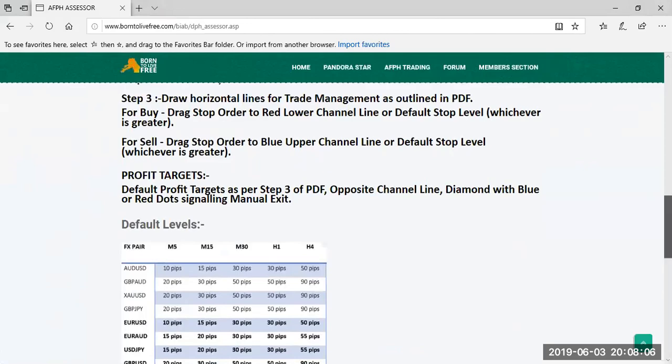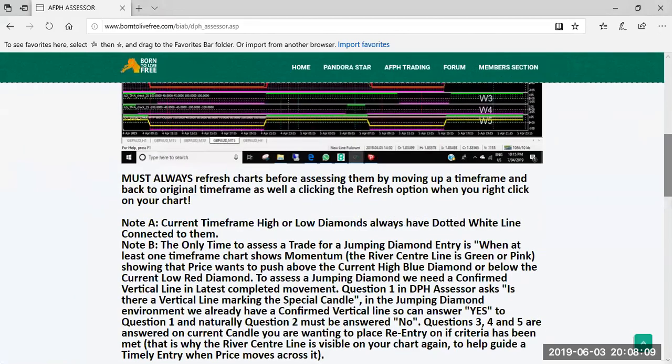We need a completed movement, so we've already got a current high or low diamond. When we have that, and we have momentum from a different time frame, we can answer question 1 in the DPH assessor: is there a vertical line marking the special candle? In the jumping diamond scenario, because we have a completed movement with a confirmed vertical line, we can answer yes. Each question after that is answered as per the current candle.